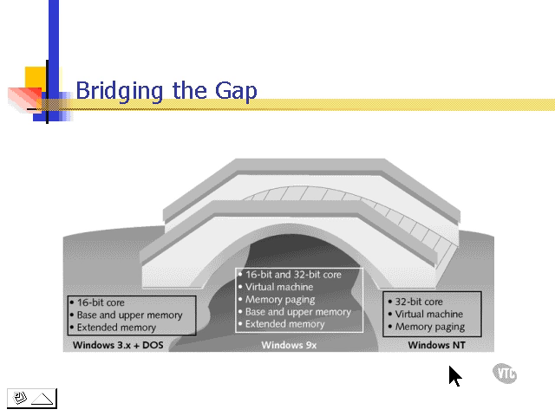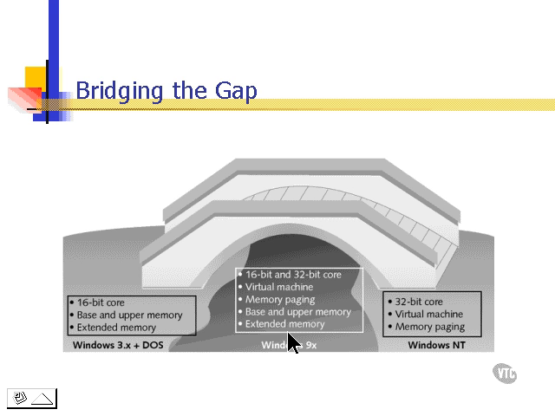The Windows NT kernel is also found in Windows 2000 operating systems, which we'll talk about later in this training. But it bridges a gap between Windows 3X and DOS and Windows NT and 2000. Windows 9X can use a 16-bit or a 32-bit core, can use virtual machines, can do memory paging, can control base and upper memory, and also extended memory.